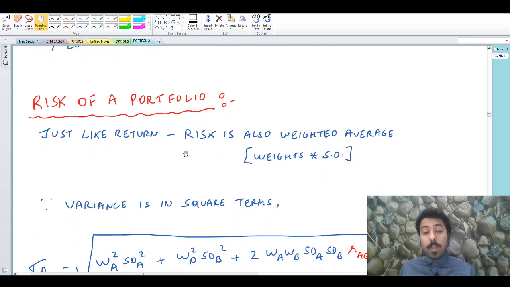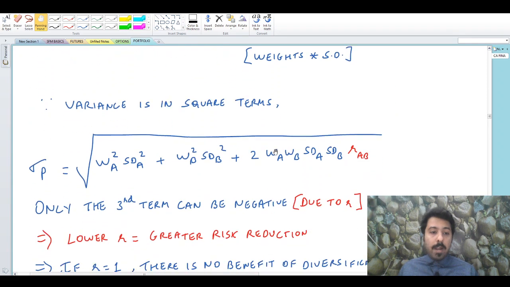So now we get to risk of a portfolio. Just like return is a weighted average, risk is also a weighted average, weights into standard deviation, okay? And of each stock, like weight of A into standard deviation of A, weight of B into standard deviation of B. Just like in the case of return, we have weight of A into return of A plus weight of B into return of B, right?